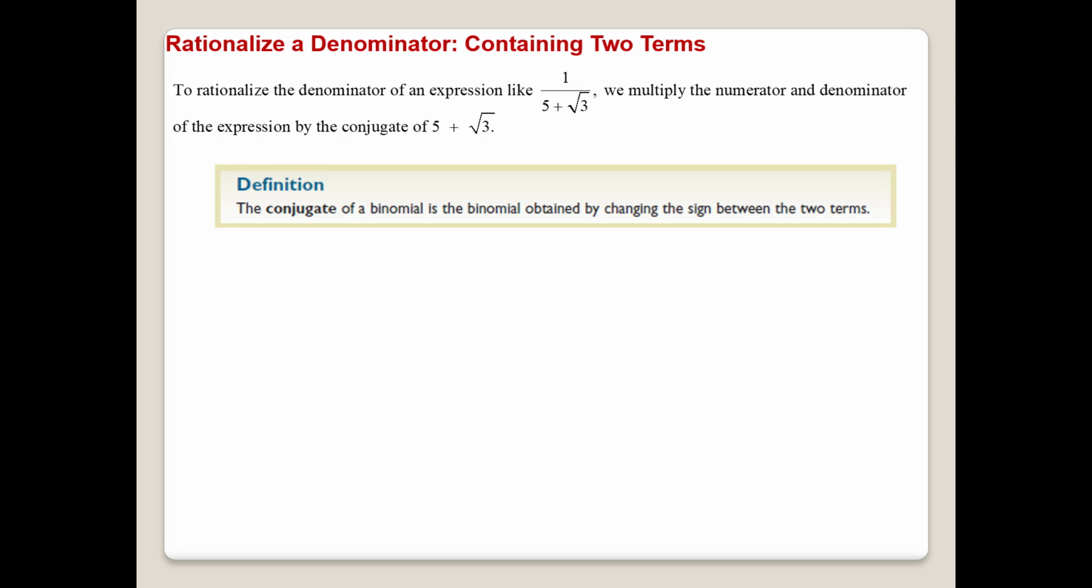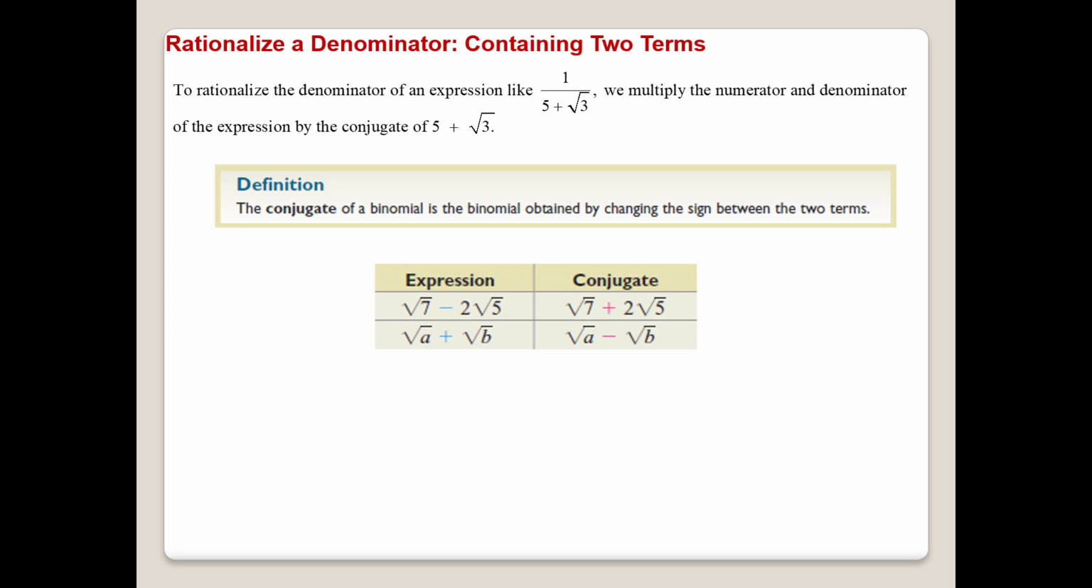So with this, we multiply the numerator and the denominator of the expression by the conjugate of, in this case, 5 plus square root of 3. The definition here: the conjugate of a binomial is a binomial obtained by changing the sign between the 2 terms. So instead of a plus sign, we're going to put a minus sign. And that will make things a lot easier to work with.